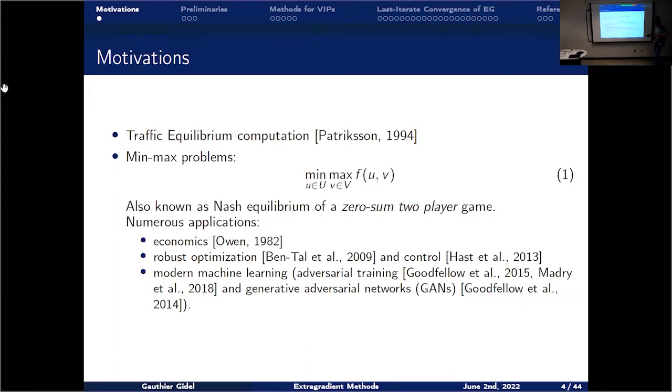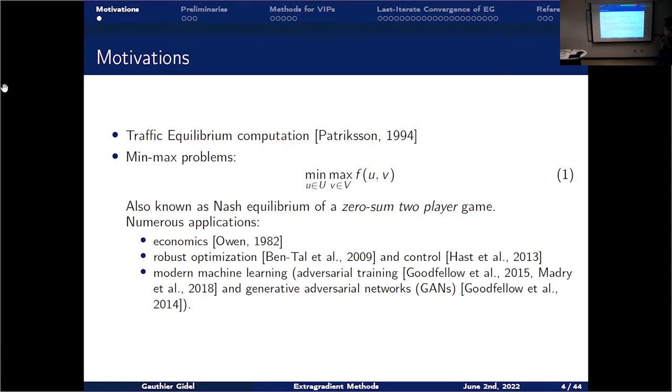And so trying to find the methods to find the Nash equilibrium of this game by using the gradient of f with respect to U and V. It's actually very important in order to find efficient methods to train generative adversarial networks or adversarially robust classifiers. Any question about everything so far?